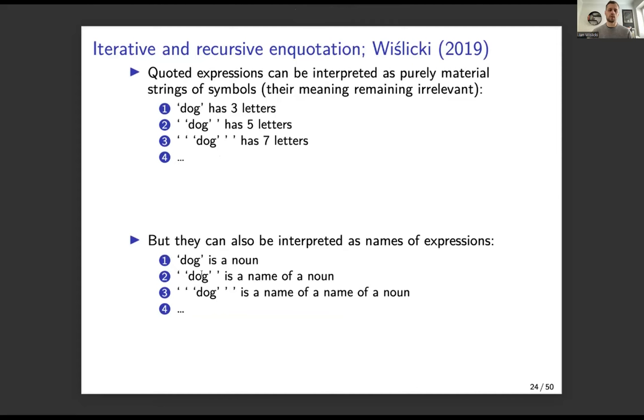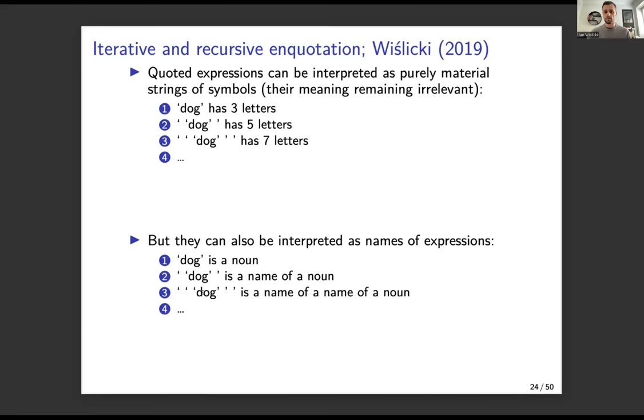Quotation is a funny effect, because it gives you two interpretations. So on the one hand, quoted expressions can be interpreted as a purely material string of symbols. So you don't need to understand the meaning of the quoted expression to get the meaning of the whole quotation. So we can say the dog has three letters, and treating quotes as letters or characters or whatever, we can say that quoted dog has five letters, and then quoted quoted dog has seven letters, and so on and so forth. But we can also interpret this in a recursive way, that is in terms of names of expressions. So we can say that dog is a noun, but then quoted dog is a name of a noun, and quoted quoted dog is a name of a name of a noun, which is an entirely different procedure.